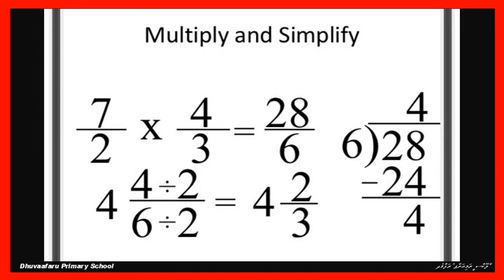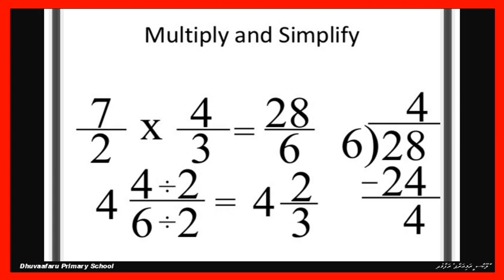Multiply and simplify. 7 by 2 times 4 by 3 gives 7 times 4 is 28. 2 times 3 is 6. So 28 by 6. So students, remember 28 by 6 is an improper fraction. So we have to divide it. Okay. So 28 is divided by 6.